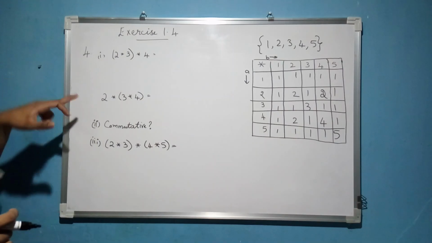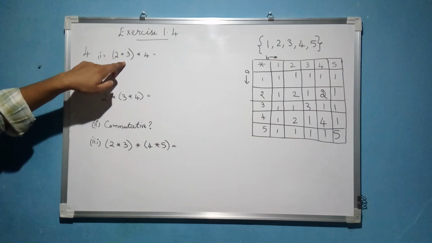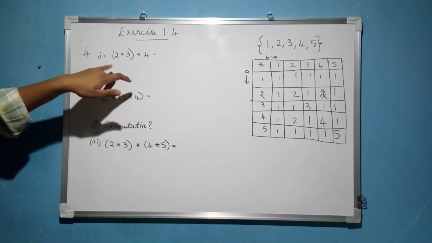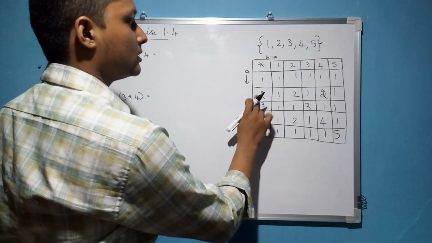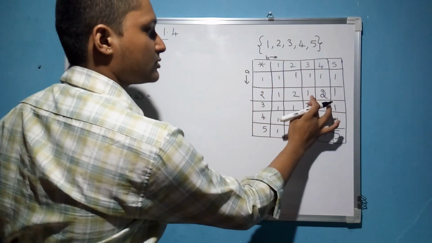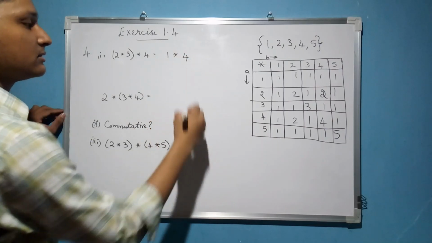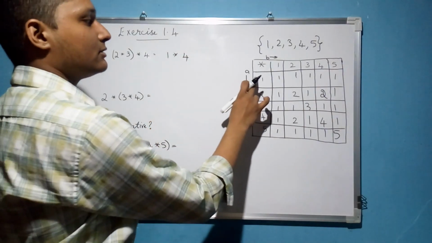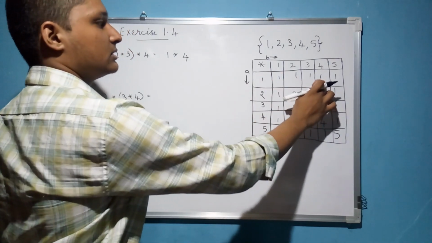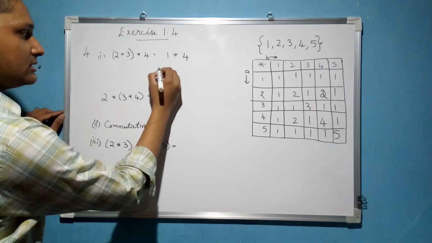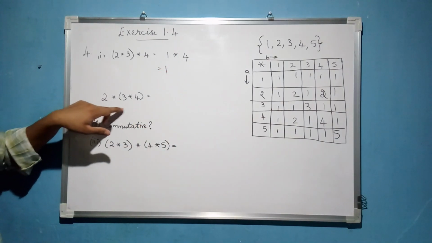So the first part of the question is to compute these two values. This is 2 star 3 star 4. So first I need to compute 2 star 3. That is 2 star 3. That comes to me 1. So this becomes 1 star 4. Okay. Now we have to take 1 and go to the fourth column. Fourth column is 1 again. So this is 1 here.